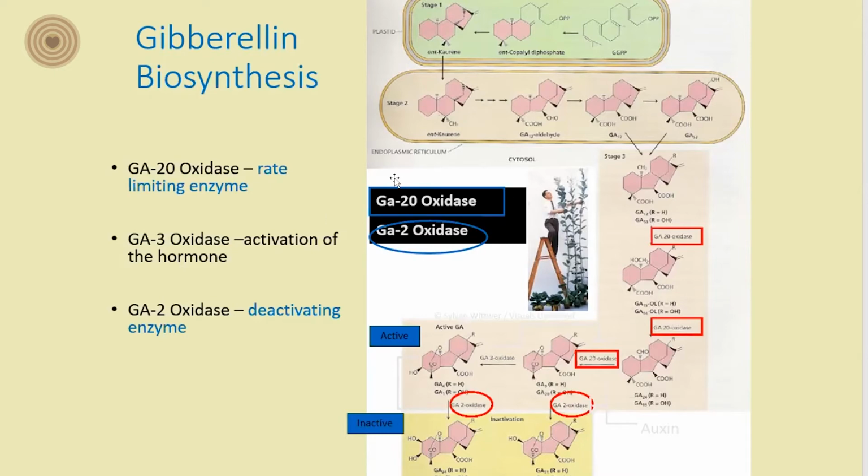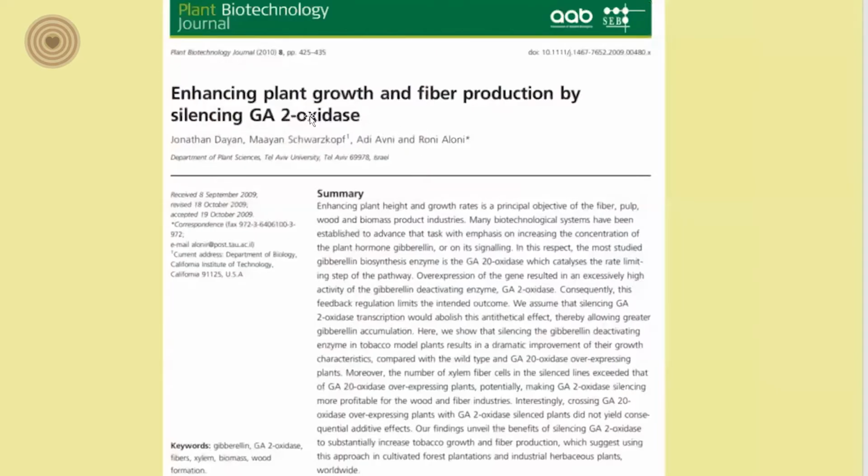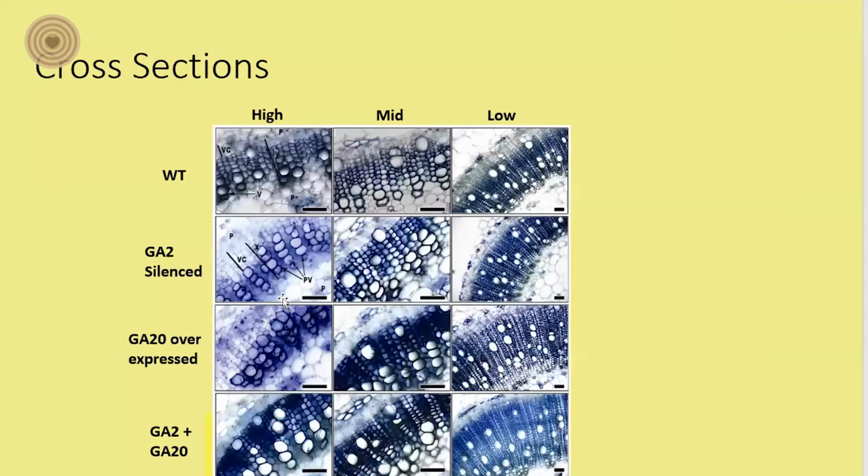This is an example of our work enhancing plant growth and fiber production by silencing GA2 oxidase. And what you can see here, these are the results. You can see in this direction the wild type. This is the GA2 silenced, the GA20 overexpressed, and the GA2 and GA20 together. This is a cross of these two lines.